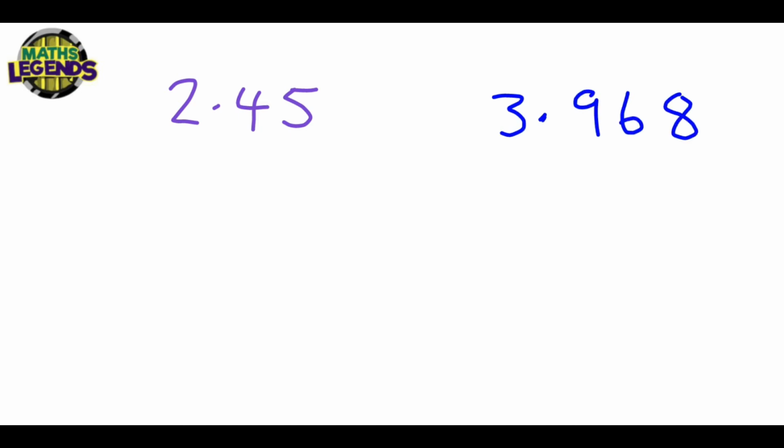Let's say we have the number 2.45 versus 3.968. So again, we start with the decimal point. This time we'll just choose the number on the right hand side, put a decimal point in, and then write the other numbers in their positions. And then we write the other number, the 2.45, aligning the decimal point and placing the other numbers in their places.